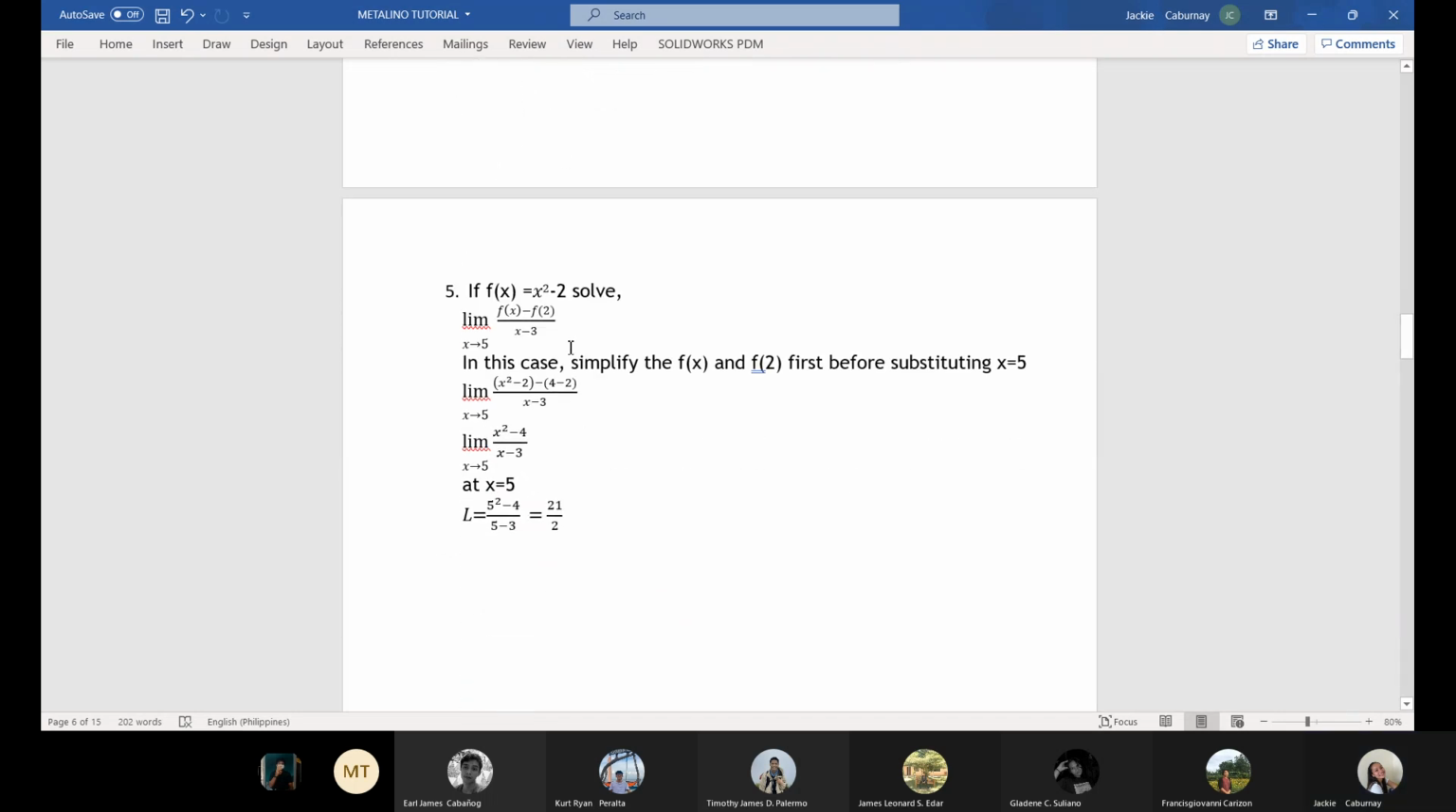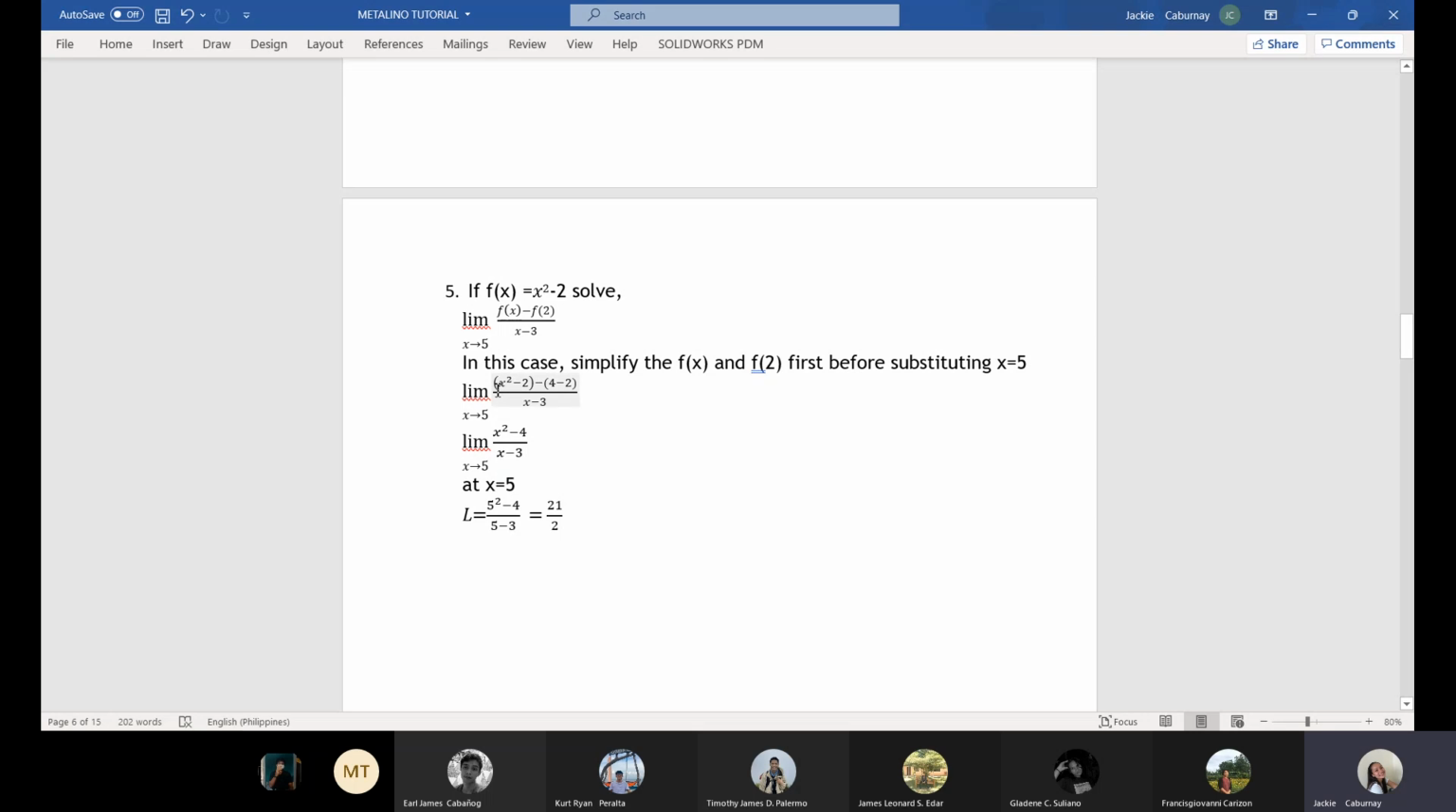Number 5. If f of x is equal to x squared minus 2, solve the limit of f of x minus f of 2, all over x minus 3. Here, you are given a function, f of x equals x squared minus 2. First, you simplify f of x and f of 2 before you substitute x equals 5.